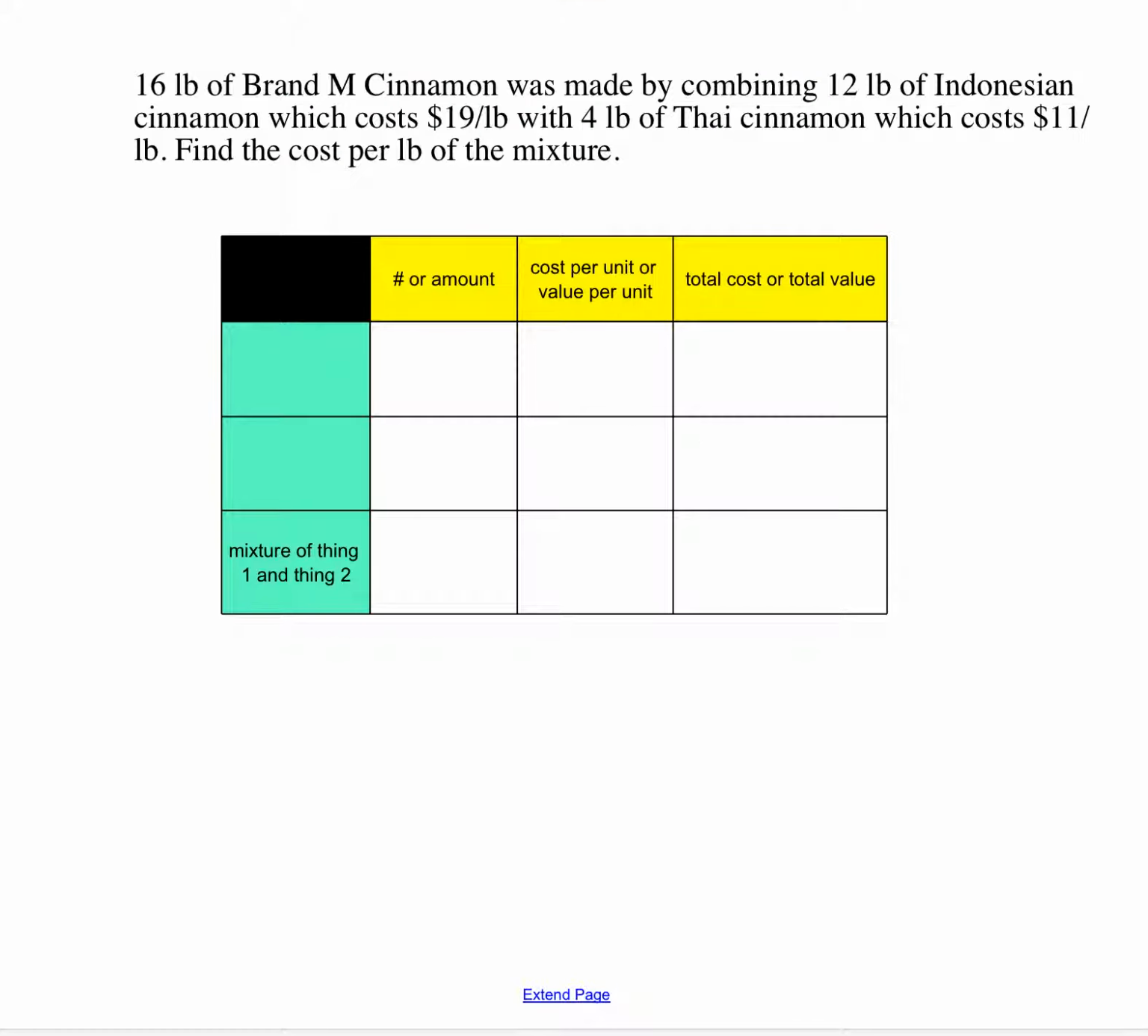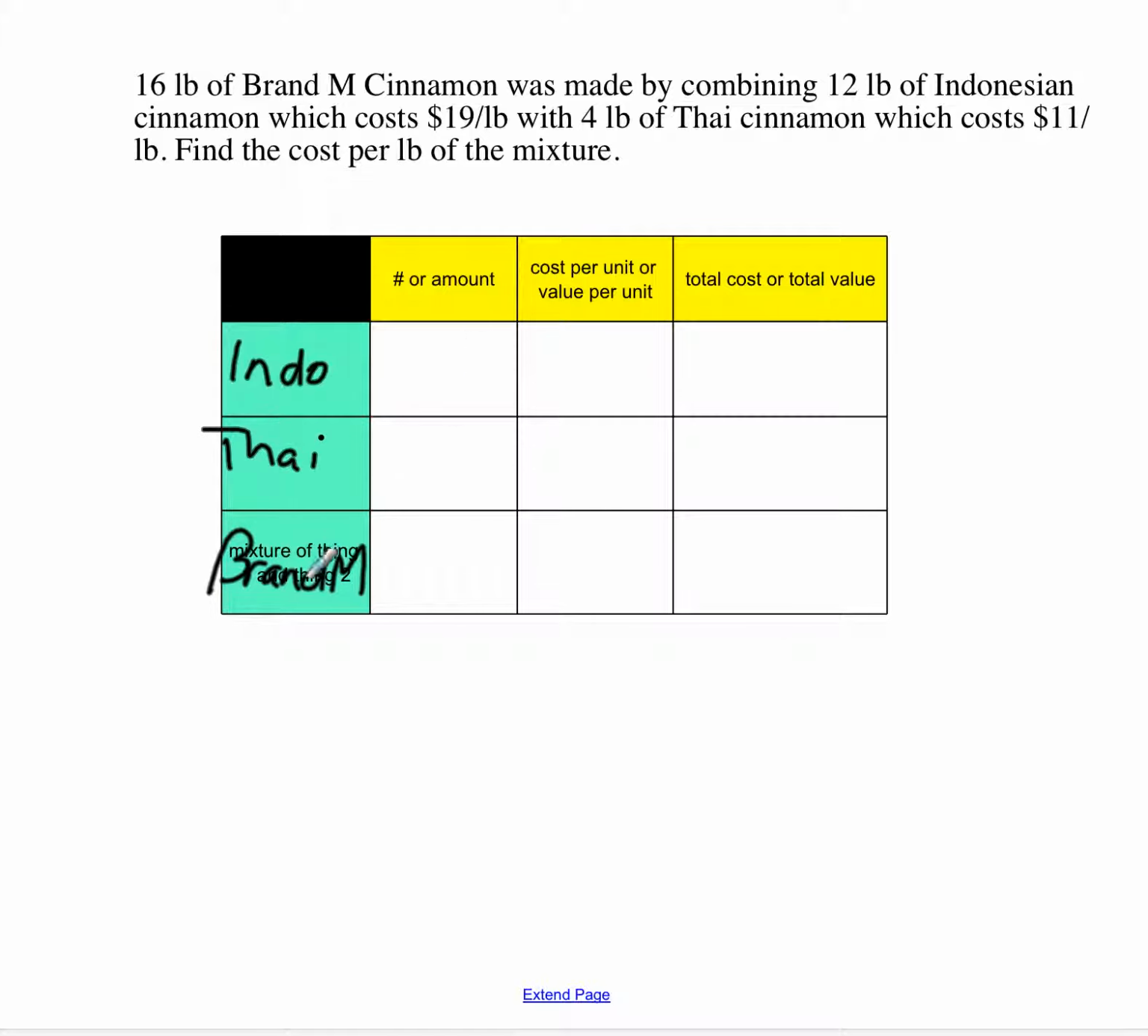Okay, one more example. I know this is long, but this can be tricky. 16 pounds of brand M cinnamon was made by combining 12 pounds of Indonesian cinnamon, which costs $19 per pound, with 4 pounds of Thai cinnamon, which costs $11 per pound. Find the cost per pound of the mixture. Okay, brand M is the mixture, so I'm going to write brand M here. And we're mixing Indonesian and Thai cinnamon.